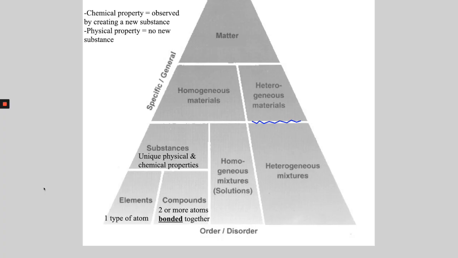Substances have unique physical and chemical properties. Nothing is like lead. Nothing is like gold. Nothing is like sodium. Nothing is like chlorine. But guys, salt isn't like sodium, and it's not like chlorine. It is also a substance. So substances, guys, are simply things that have unique physical and chemical properties.